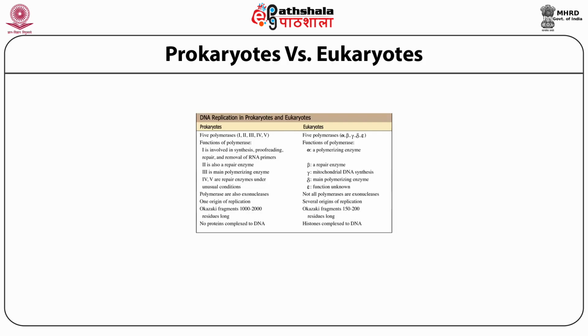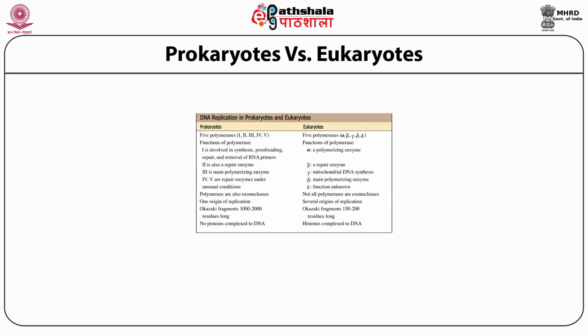In prokaryotes, DNA polymerase 1 is involved in synthesis, proofreading, repair, as well as removal of RNA primers. 2 is a repair enzyme, whereas 3 is the main polymerizing enzyme. In eukaryotes, alpha is the polymerizing enzyme and it helps in forming the RNA primer. DNA polymerase beta is involved in repair, gamma in mitochondrial DNA synthesis, and delta is the main polymerizing enzyme. Epsilon, although its functions are unknown, is well characterized, including its processivity and other characteristics.